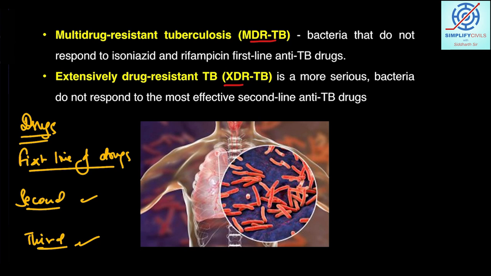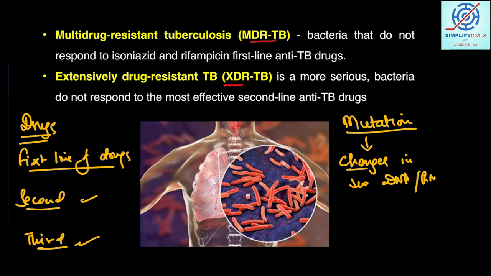Over the past 30-40 decades, what is happening is that the nature of the organisms is changing. Time and again, they are mutating sometimes. Mutation means that there are some kind of changes occurring in the DNA or RNA, the genetic material of the particular organism, and henceforth the structure of the particular microorganism is changing, or its rate of infection is changing.